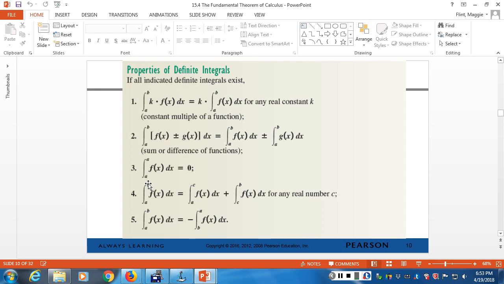So that one will make more sense to you in a problem we're going to do toward the end of the section. This one just says that if you swap your limits and do it backwards, A is supposed to be smaller than B, but if you put B and A in opposite positions, all that happens is it puts a negative sign in front of your area. Okay?